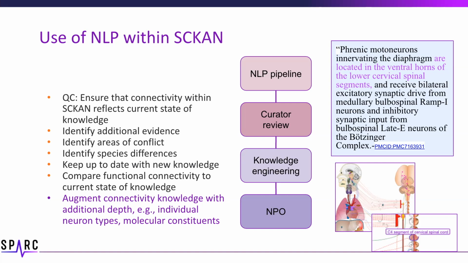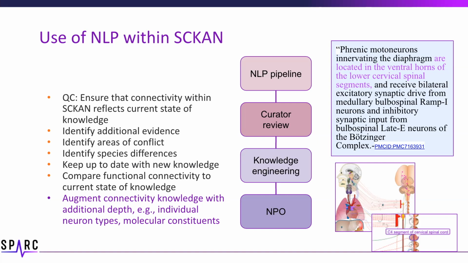And as we move forward, we'd also like to be able to augment the type of connectivity knowledge we have now with additional depth. For example, you see that we have these anonymously named neuron populations, but some of those correspond to individual neuron types that are well recognized, and we would like to be able to add that to the knowledge base. And also, as you see here, we have molecular constituents that are associated with these pathways, channel receptors, all kinds of things that we could layer on top of it in order to provide added depth to the knowledge base.